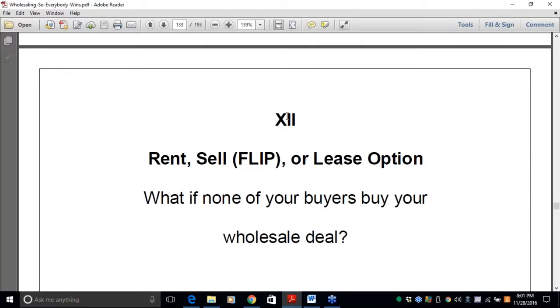Next week we'll wrap up wholesaling. We'll talk about what you do if you can't actually sell the contract. We'll give you some options there.